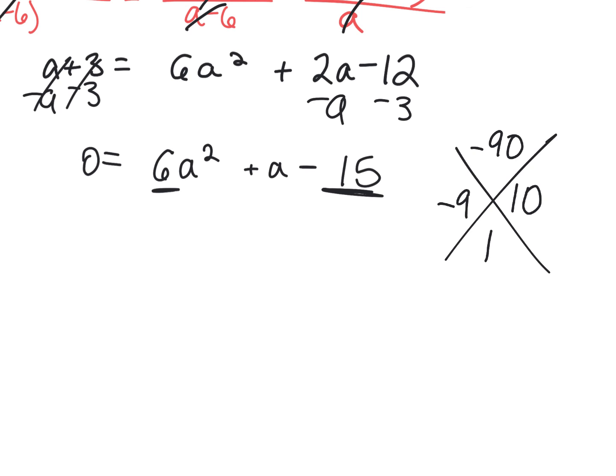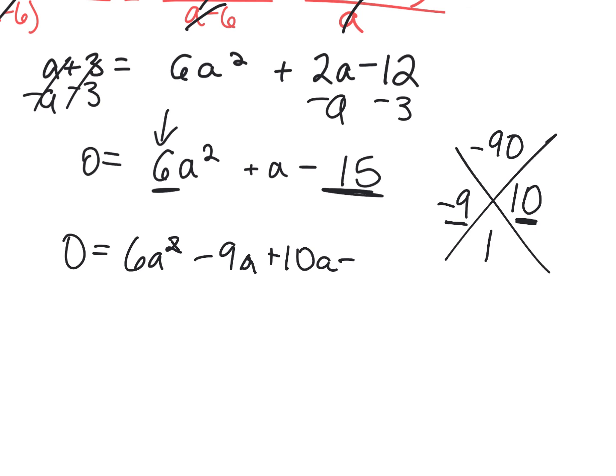Okay. Will our shortcut work on this one? Our shortcut, these were just the 2 factors that we used. When could we do that? When the leading term was 1. Is that a 1? No, it's a 6. So we have to go back to the old way of the X method for this problem and this problem only. We keep our first term, we just found our 2 new middle terms, negative 9a and 10a, and we keep our last term.